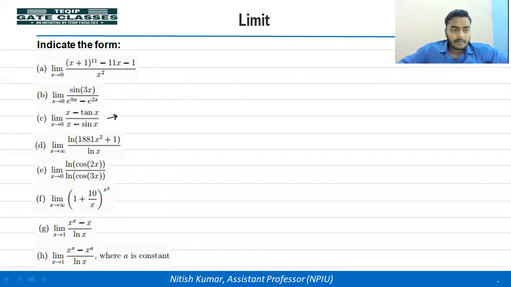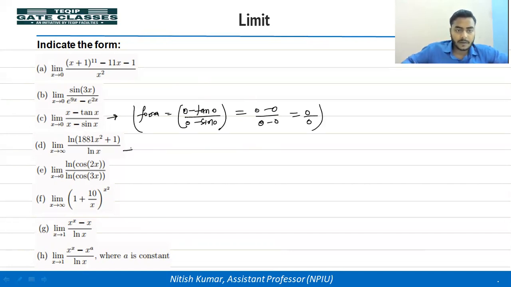Okay, next, limit of x minus tan x divided by x minus sin x, and x tends to 0. So form: 0 minus tan 0 divided by 0 minus sin 0. What is tan 0? It is 0. So 0 minus 0 divided by 0 minus sin 0, which is 0. So the form we are getting is 0/0. Next one.